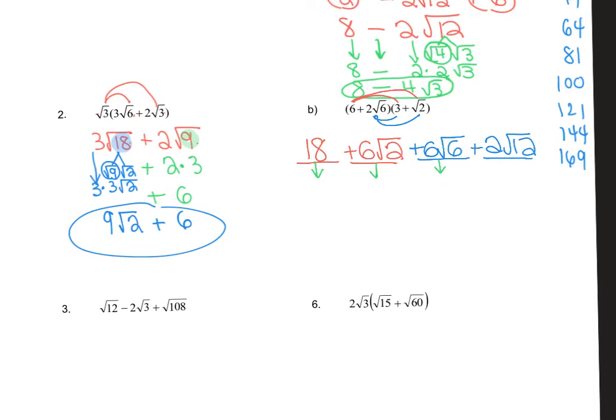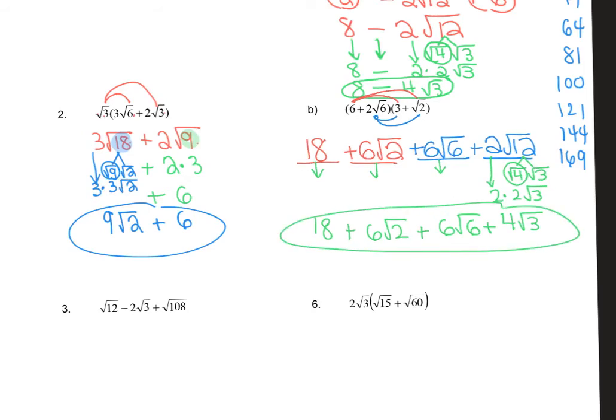Now, whether I can combine it with something, that's a different story. 12, I can break down. So that's going to turn into root 4 times root 3. That simplifies into 2 root 3. I drag down that other 2. So this ends up being 4 root 3. If you look, 18 plus 6 root 2 plus 6 root 6 plus 4 root 3, there's nothing that has the same square root, so I am done.